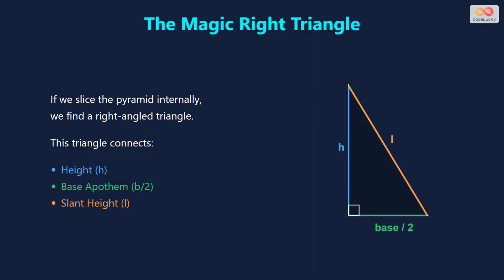Here is the secret to solving these problems. If we slice the pyramid, we reveal a hidden right-angled triangle. This triangle connects the vertical height, half of the base width, and the slant height. This relationship allows us to use standard trigonometry.